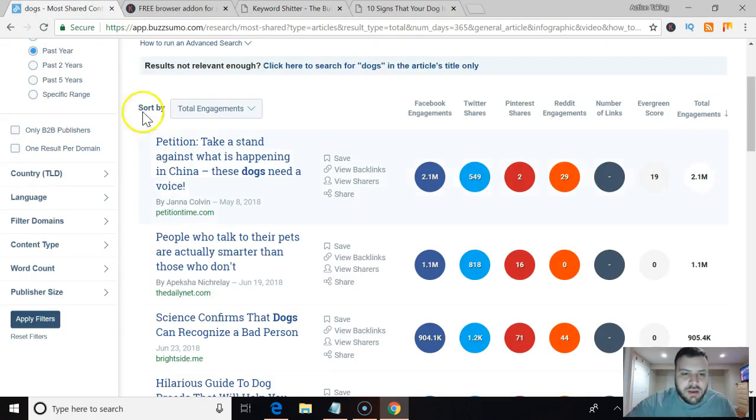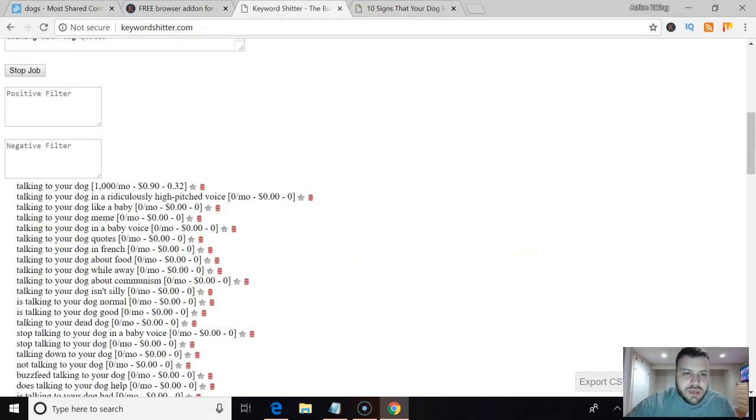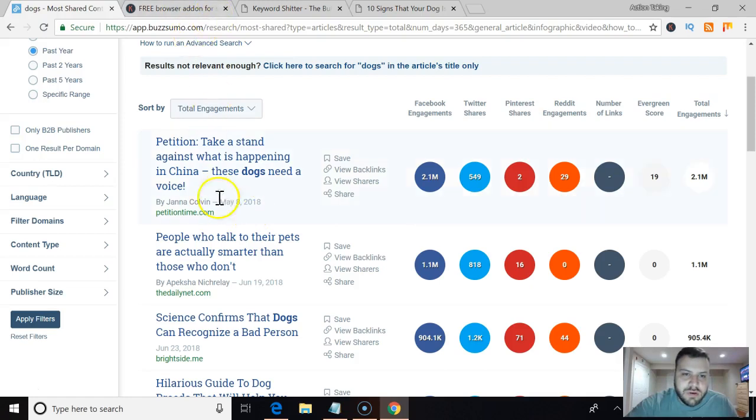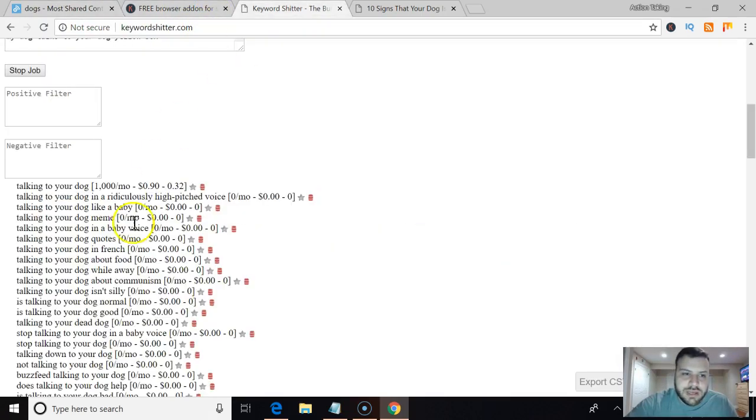We already know that people who talk to their pets are actually smarter than those who don't. So we could target something like, talking to your dog actually means you're smart or something like that. And then you could make an article that does the research behind that. And now not only did you use BuzzSumo to find a topic that people are interested in, but you also found a keyword that you could target. And by doing so, you have a great keyword to target for your article, which now has a chance to rank in the search engines because you know people are searching for the keyword.